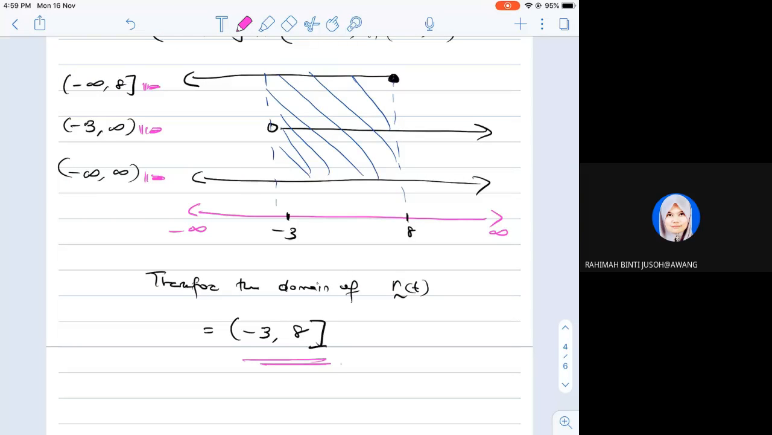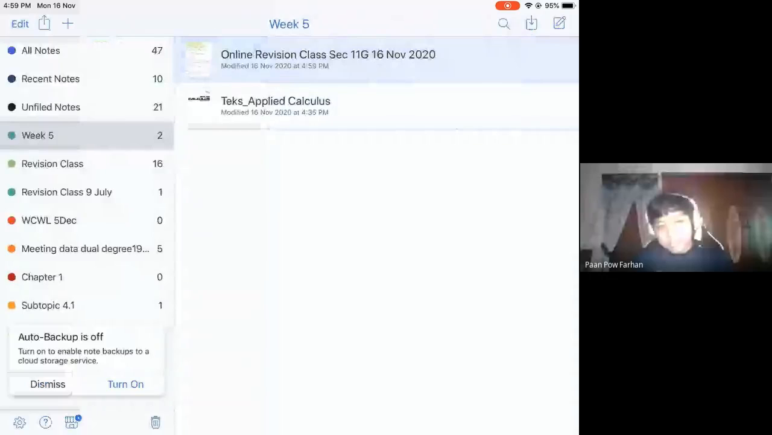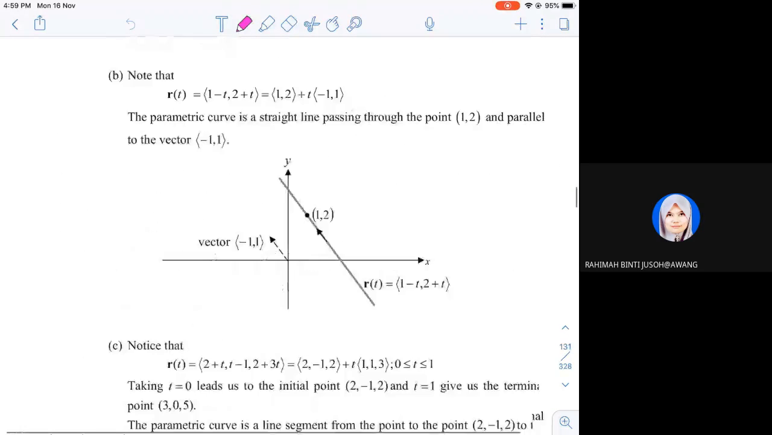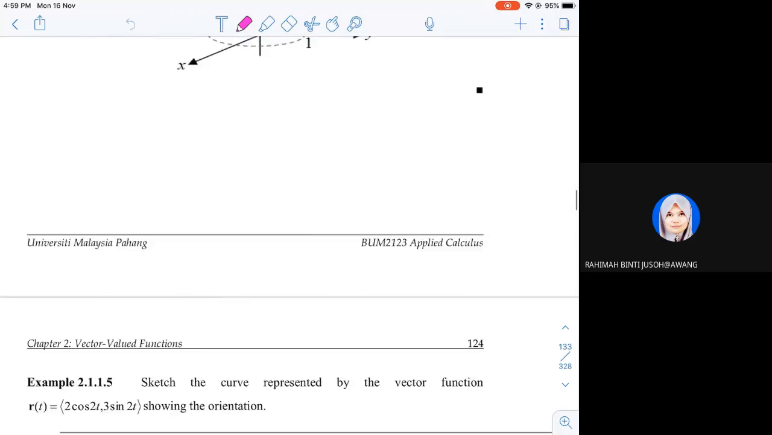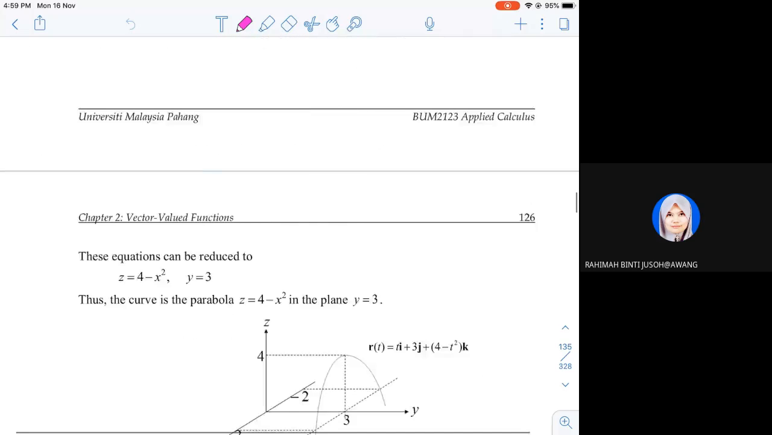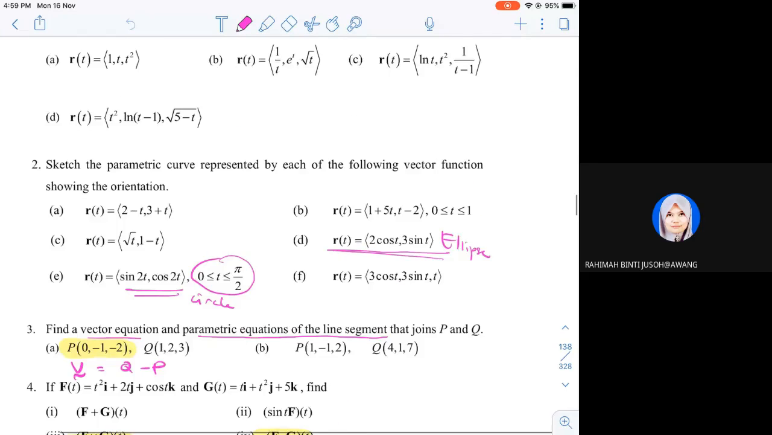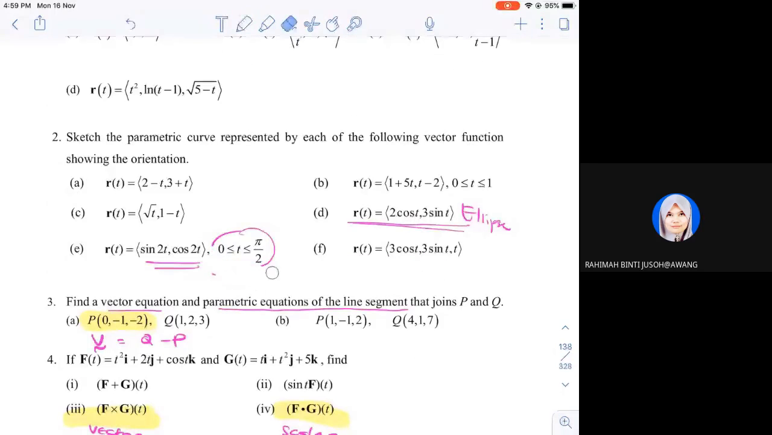Understand guys? Understand. Okay, good. So now, let us learn how to sketch the vector. Okay, I'll give you the easier way to sketch the vector. Okay, wait a moment.